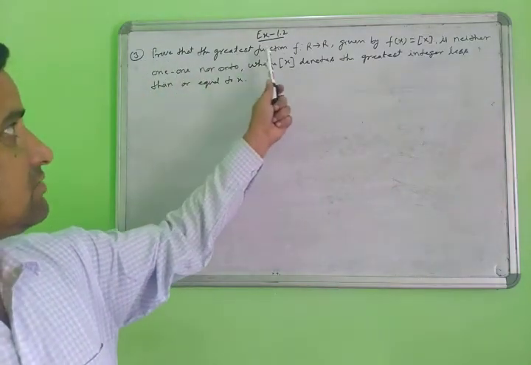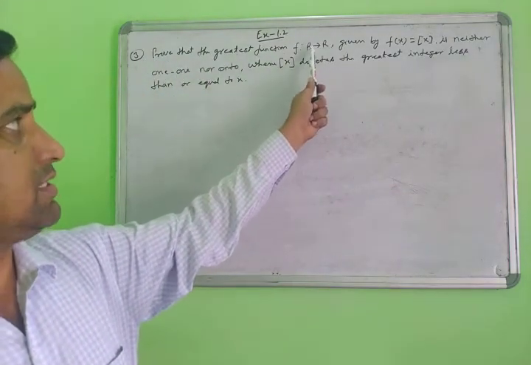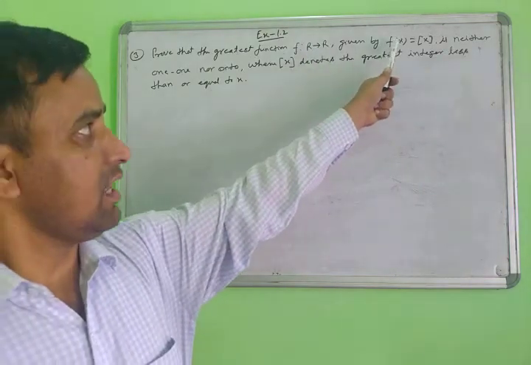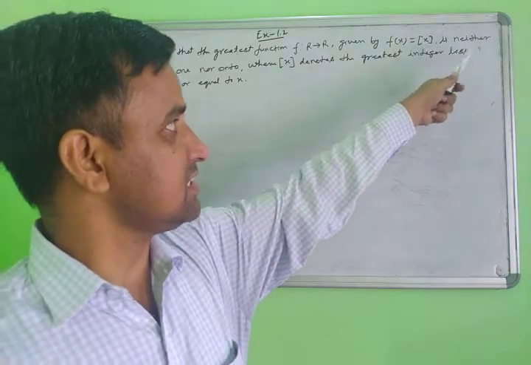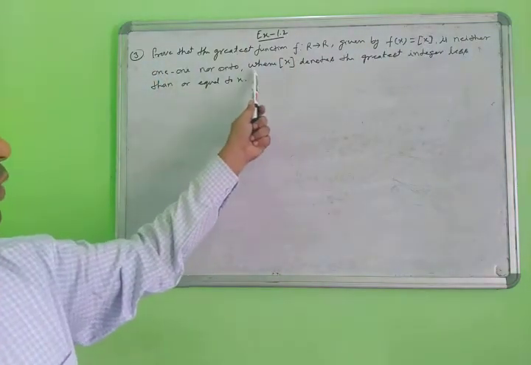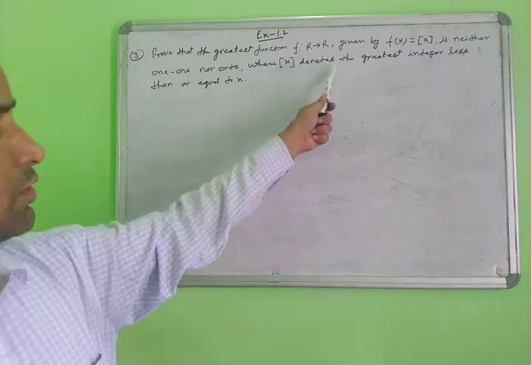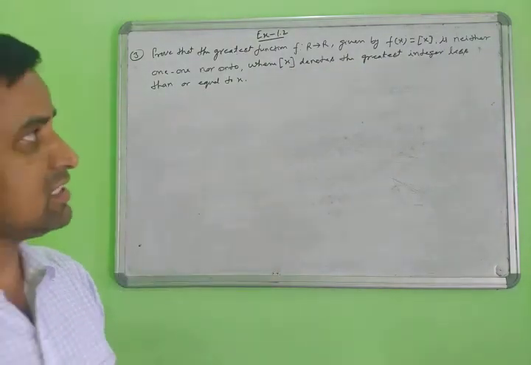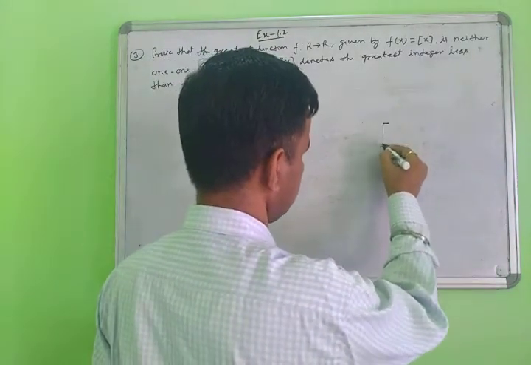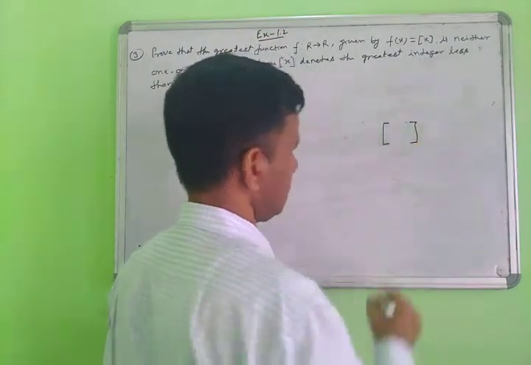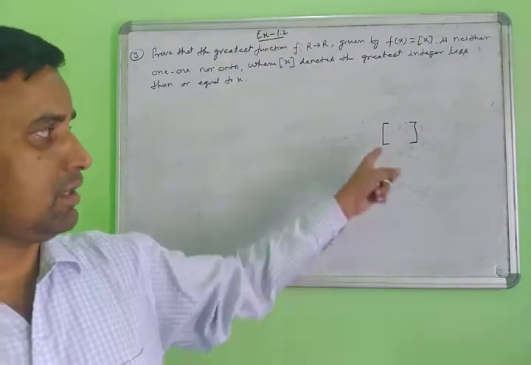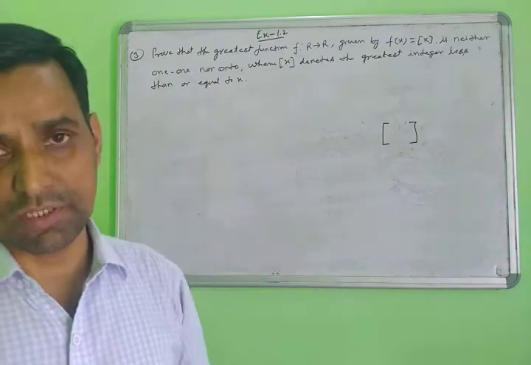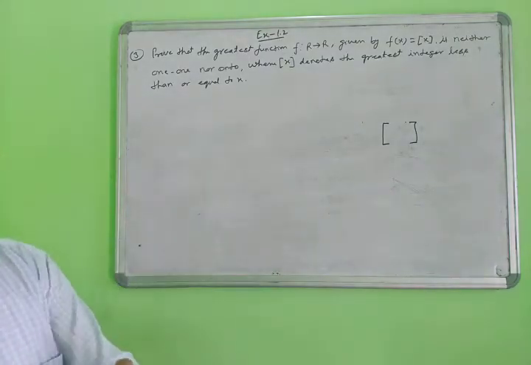Prove that the greatest integer function f: R → R, meaning domain and codomain are both real numbers, and f(x) equals the greatest integer function of x, is neither one-one nor onto. It is denoted by the greatest integer less than or equal to x. This is the symbol of the greatest integer function. Before solving the question, I will discuss some things about the greatest integer function.